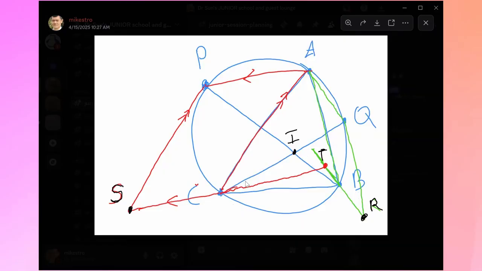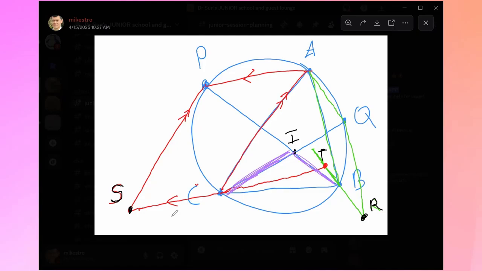Okay, so if you remember the triangles, we want to show this side here, I'll put that in purple, has the same ratio to this side, right, as the green BR has to the red CS, right? Yeah, that's what it means to be in proportion. So IB over IC equals BR over CS. Okay, that's what we want to show.